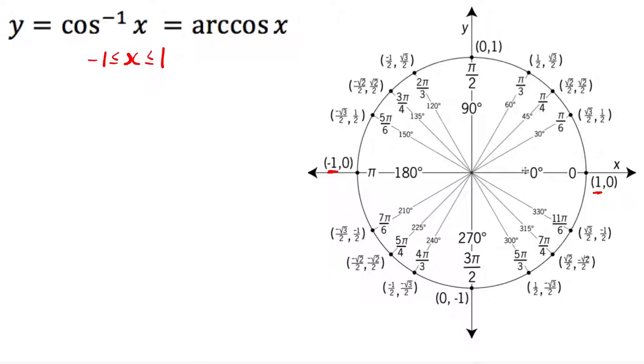Well, we start here. This is our initial side for the angle, and we open up in the positive direction. But we're connecting this angle over here. So where do we go from? We go from 0 to pi.